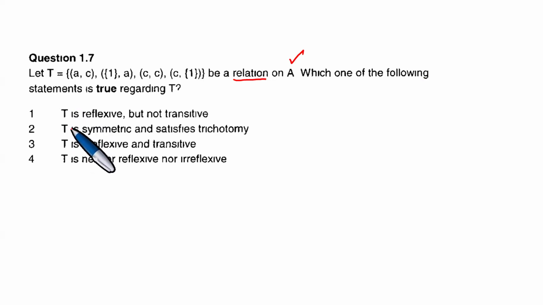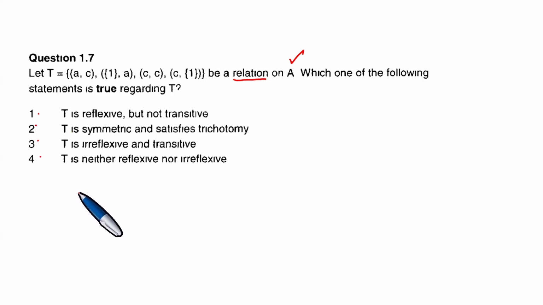We need to check option 1, option 2, 3, and 4. Option 1 says T is reflexive but not transitive. Option 2 says T is symmetric and satisfies the trichotomy law. Option 3 says T is irreflexive and transitive. Option 4 says T is neither reflexive nor irreflexive. We want to discuss this particular question, so let us reason this very well.